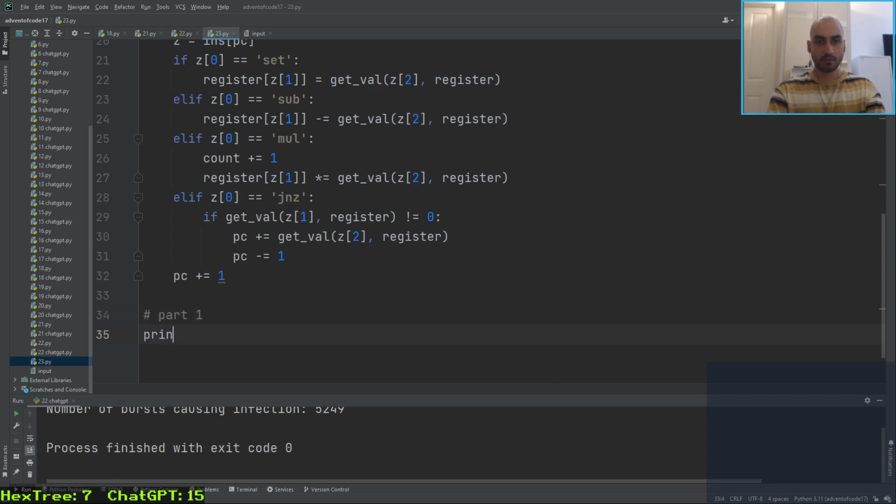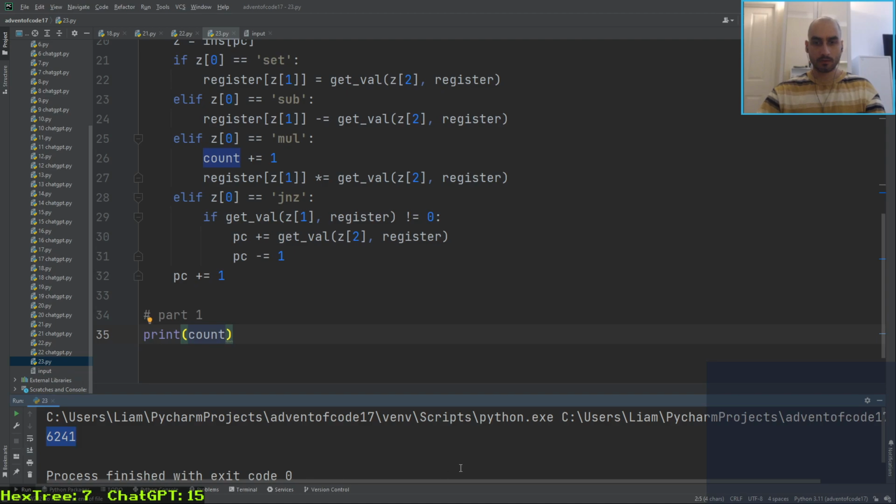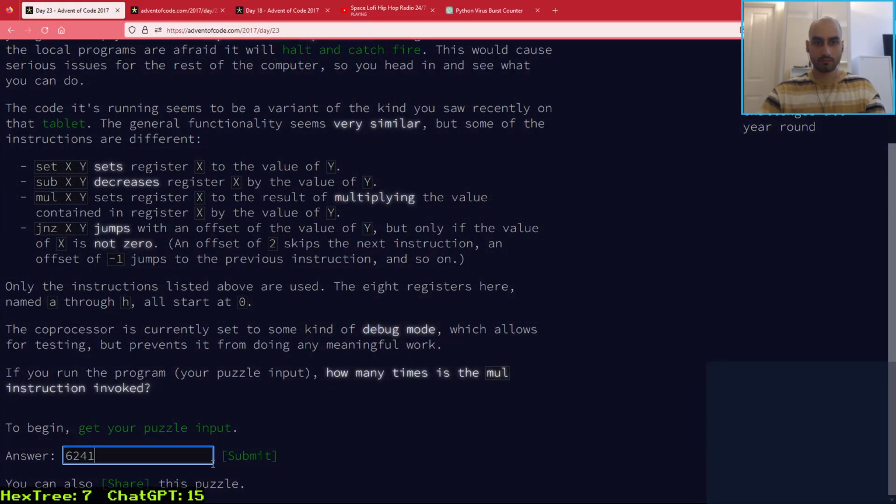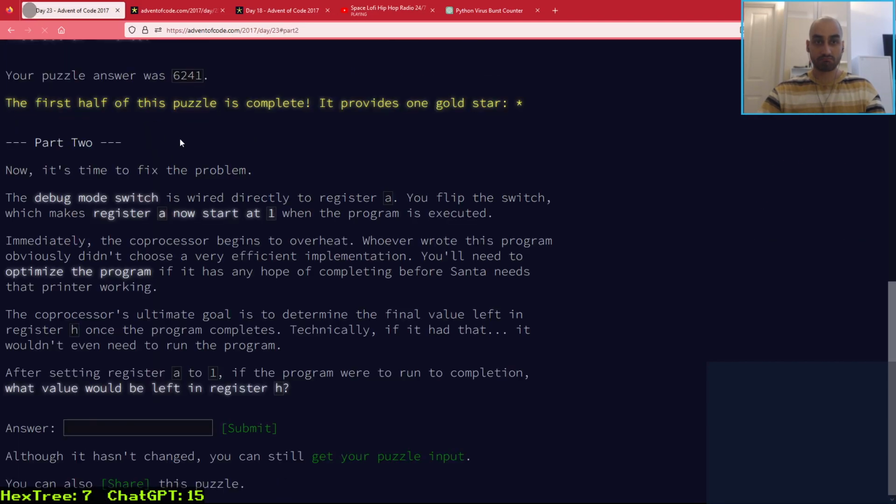Part1 print count. Is that it? Run. 6241. Correct. Just literally just copy in the code from 18. I didn't even have to discard the irrelevant code because it wasn't being invoked anyway.